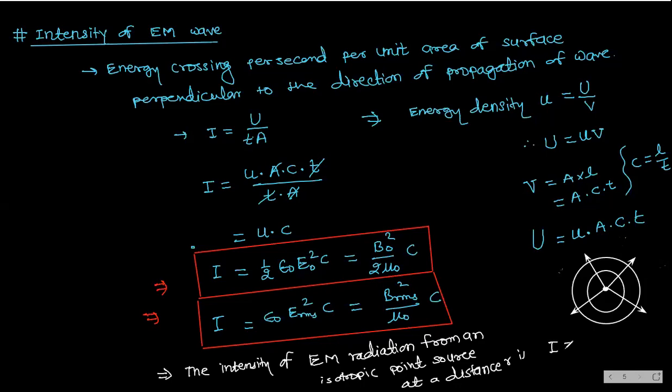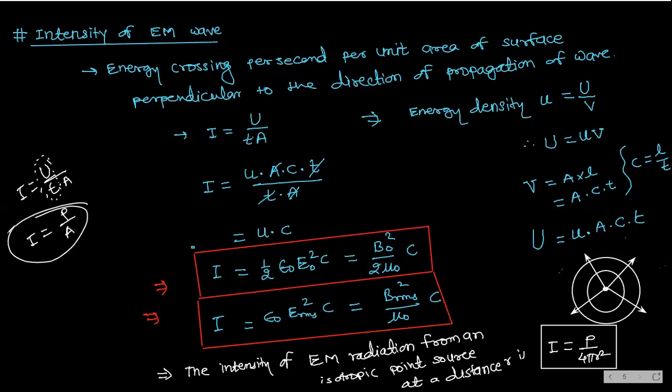Then in this case intensity I is equal to power P divided by 4 pi r square. So this intensity is nothing but power per unit area. Even from this, I is equal to U by t into area, and U by t is nothing but energy by time, so intensity is power per unit area. Same thing here: the point source has a sphere around it, and whatever radius I take, if this is r, the area is 4 pi r square, and that's why I'm getting P by 4 pi r square. That is the intensity.